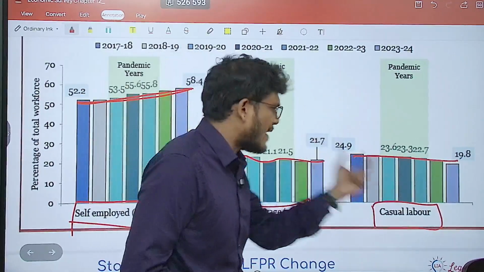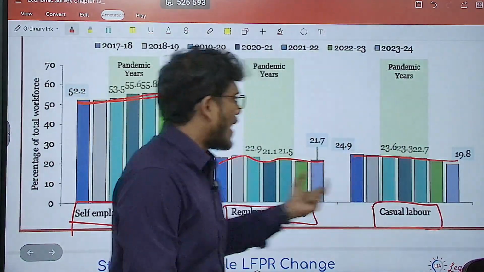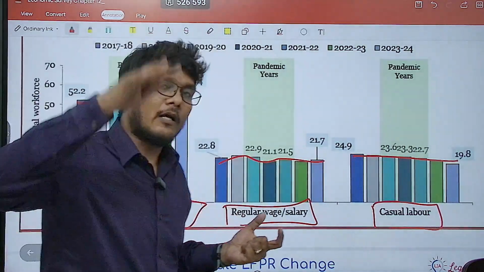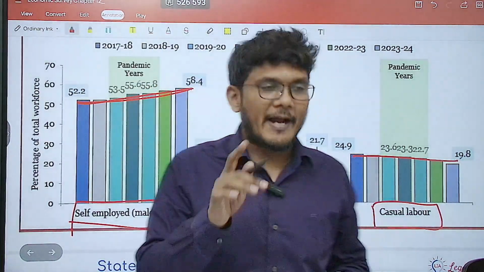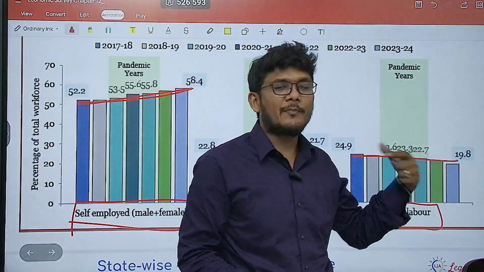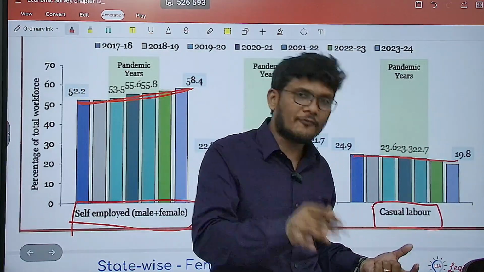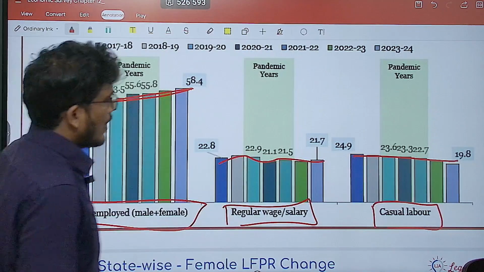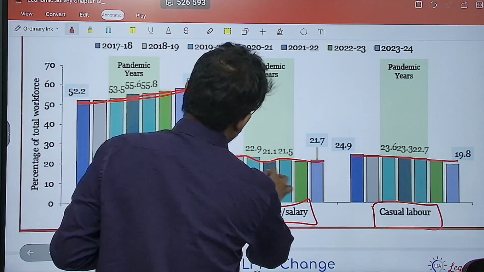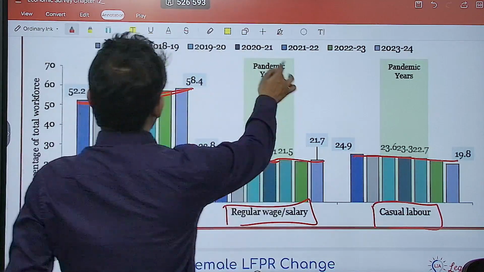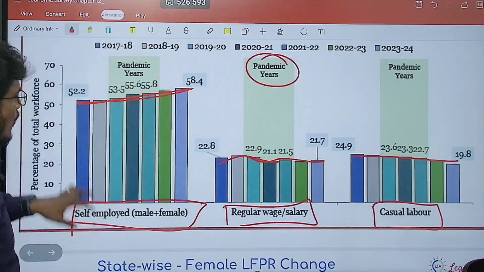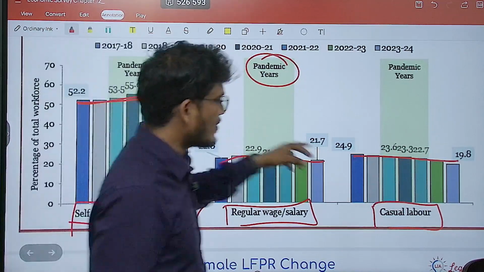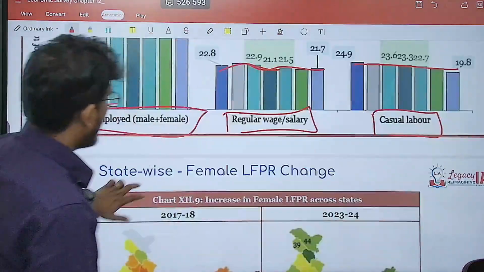And it is very clear that this is happening because the overall unemployment rate is going down. That is why it is not that these casual laborers are becoming unemployed. A lot of them are, but a lot of them are also getting converted into entrepreneurs. Now, this decline which was there gives the reasoning that these were pandemic years. However, if you see, self-employment has increased, casual labor has gone down.